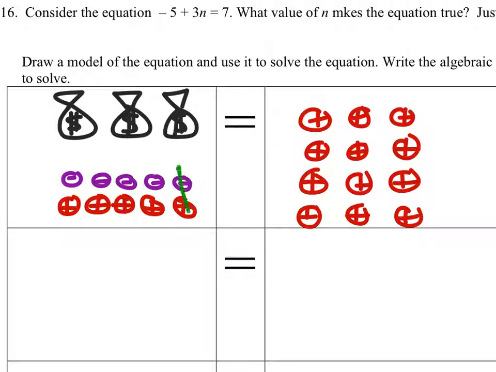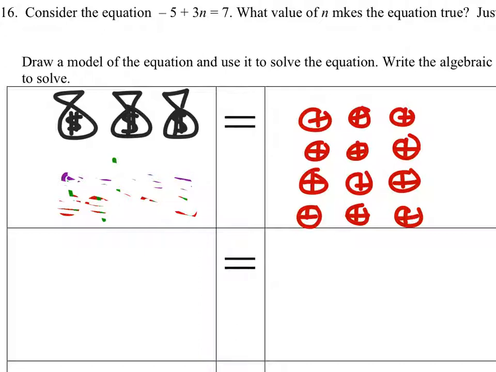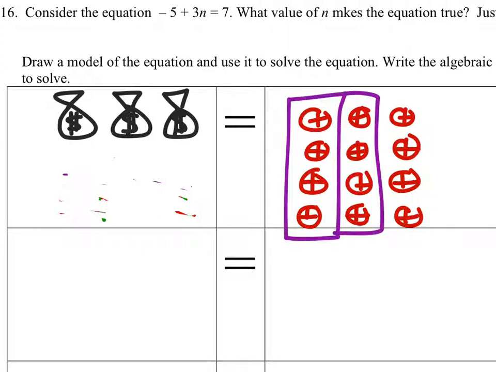So what happens to these? Well, this cancels, cancel, cancel, cancel. These are all zero pairs, which really means that they just kind of disappear. Like these, they go away. That's good. Well, now I've got 3 bags of coins, which is represented by 12 positive coins. So we can divide each of these up into 4 coins for every bag. So we see then that x equals 4.